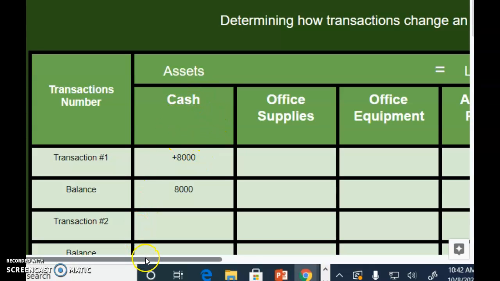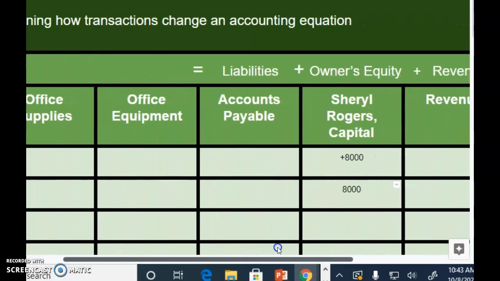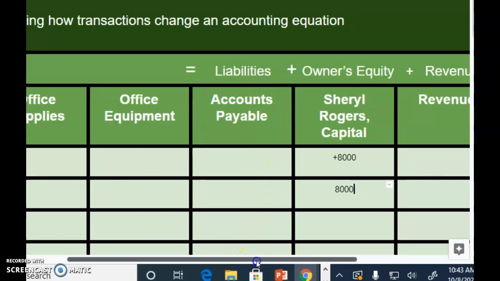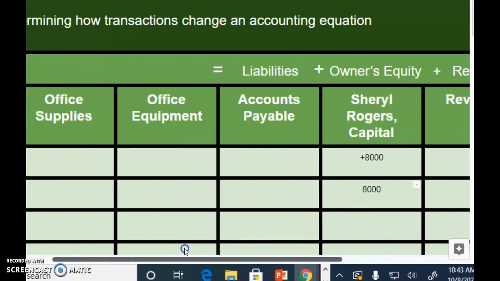And remember, here are the assets of cash, office supplies, office equipment. Your liability is accounts payable, and then you have owner's equity, which is Cheryl Rogers, Capital, you have revenue, and you have expenses. Also remember, if you are increasing your expenses here, you're going to put a plus because you're increasing the expenses, but in the transaction you're actually going to be subtracting it, because you subtract expenses in the accounting equation.